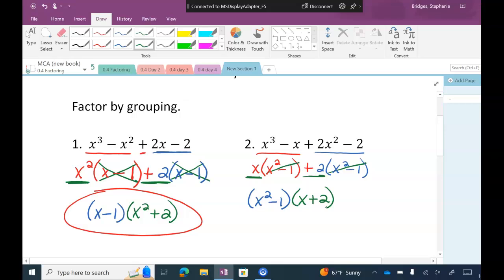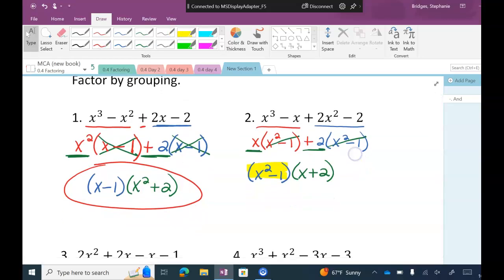But again, I have to try to continue to factor if I can. So looking at that first parenthesis, x squared minus 1. The only way we can factor with two terms is if they are both perfect squares being subtracted, or if they're both perfect cubes. Which ones are those? X squared minus 1. They're both perfect squares. And are they being subtracted? Yes. So I can actually continue to factor this piece right here.